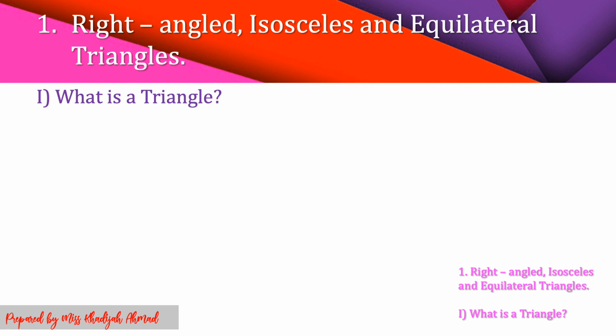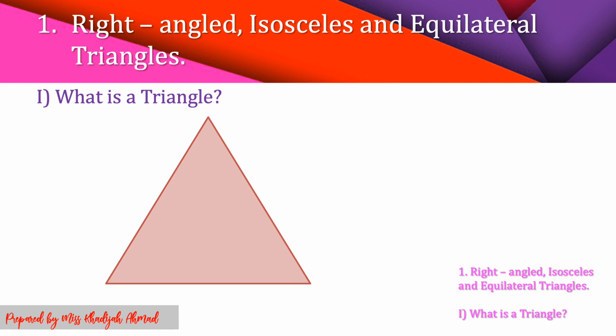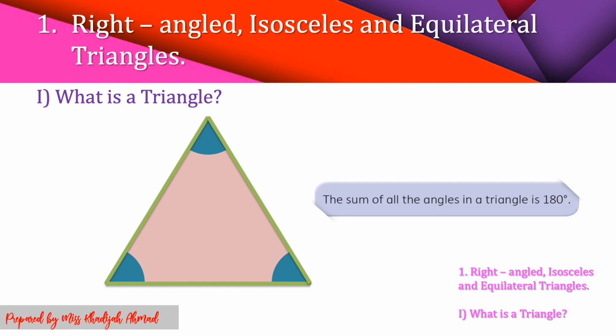What is a triangle? A two-dimensional shape that has 3 sides in total: 1, 2, and 3 sides. It also has 3 angles in it: 1, 2, and 3. The sum of the angles will add up to 180 degrees, and that is to be covered in the second subtopic.